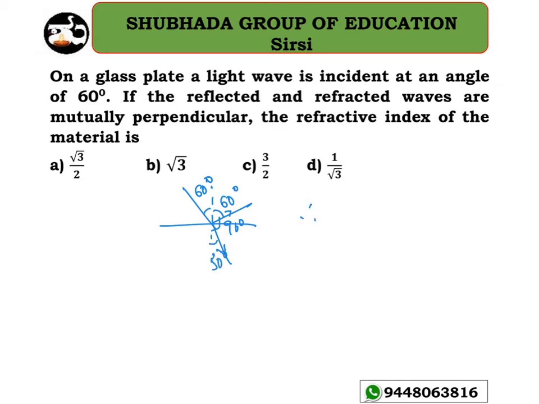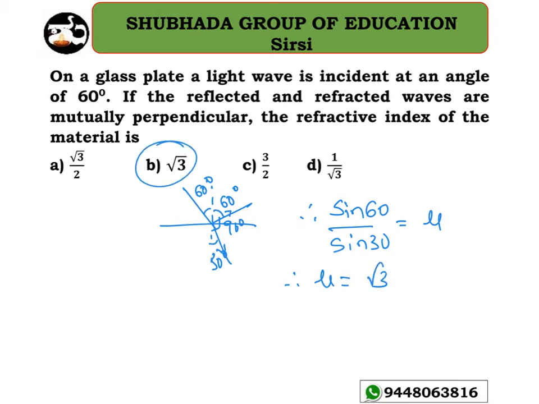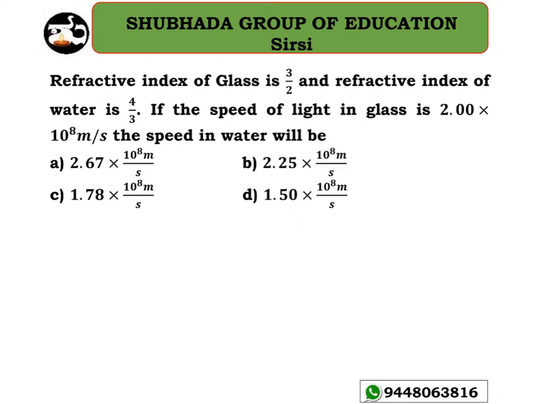So therefore let me use Snell's law. Sine of angle of incidence, that is sine 60, divided by sine of angle of refraction, 30 degree, must be equal to mu. So therefore mu is equal to how much? Mu is equal to root 3. Option B is the right answer for this one.